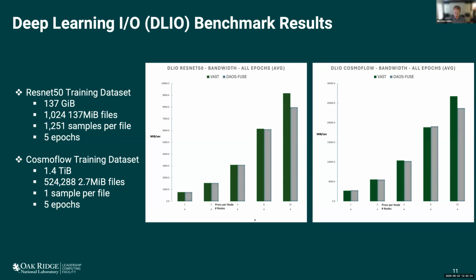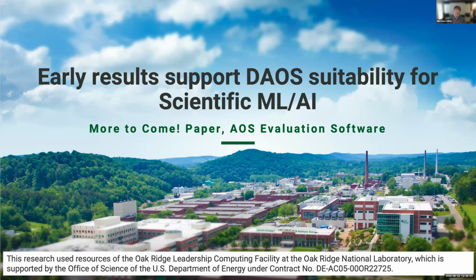So there's two ways to interpret these results, and you can be either optimistic or pessimistic. One is, and we saw this with the previous talk as well, DAOS via just fuse is slow, and you should probably just avoid it. But the other way to look at these results is even the slow option is competitive with the fast one, at least on 4 nodes up to 8 processes per node. So far, so good. So our early results support DAOS as suitable for our scientific ML and AI. We do plan to run a bunch more experiments, put this out in a paper, and release our evaluation software.